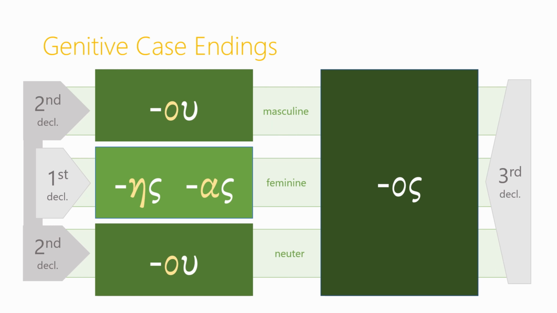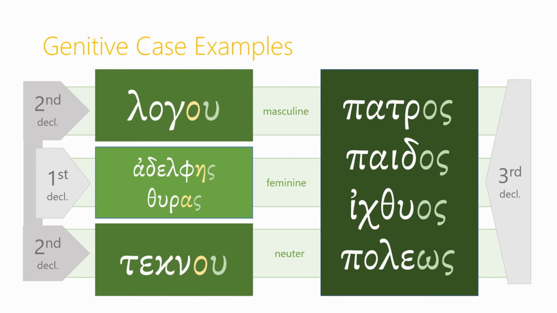But let's see those endings with the connecting vowels on them so they look a little bit more familiar. And there we see the ou in masculine and neuter second declension, es or as in first declension feminine, and then again, since there's no connecting vowel for third declension nouns, just os. Let's take a look at some genitive case examples. The nominative logos becomes logou in the genitive. Adelphe becomes adelphes. Thura becomes thuras. Teknon in the neuter second declension becomes teknou.